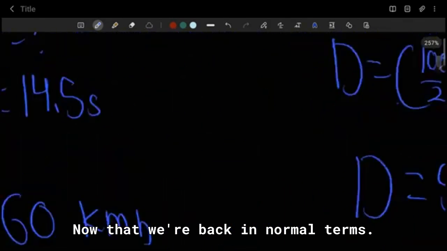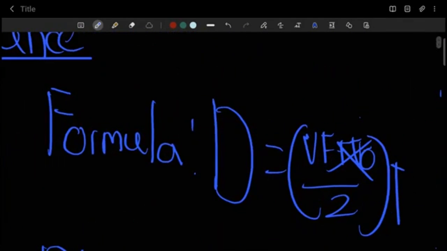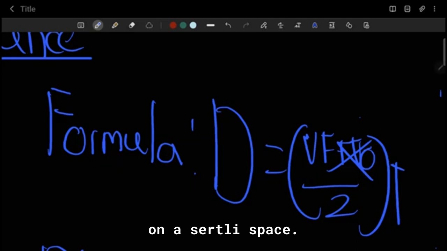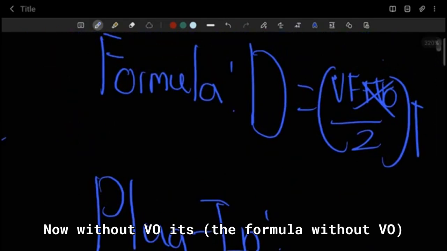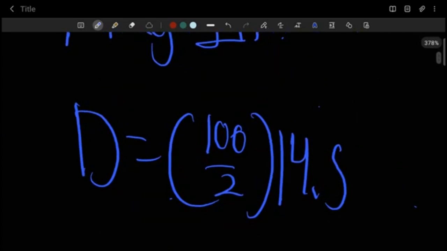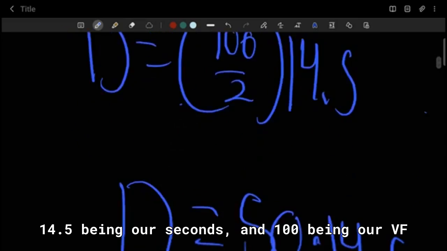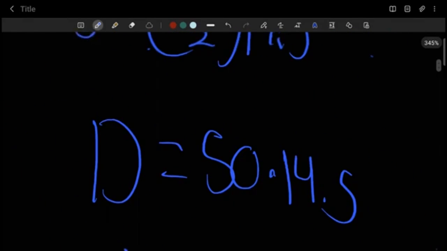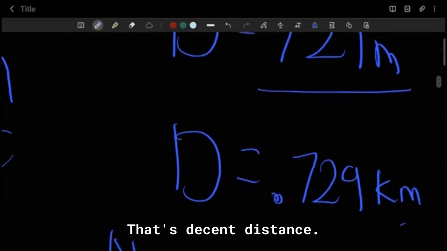Now that we're back in normal terms, let's look at our formula, which is D is equal to (VF plus VO) divided by 2 times time. I don't like VO because it's unimportant and it takes up unnecessary space, so we're going to ignore VO. Now our formula is D is equal to VF divided by 2 times T. Plug in: D is equal to 100 divided by 2 times 14.5, 14.5 being our seconds, and 100 being our VF. The distance is equal to 50 times 14.5, because 100 divided by 2 is 50, which gives us 725 meters. That's a decent distance.